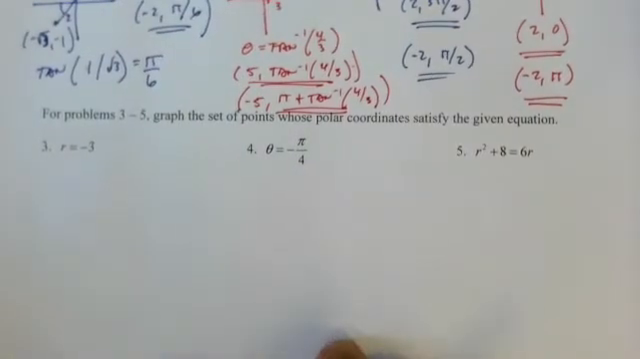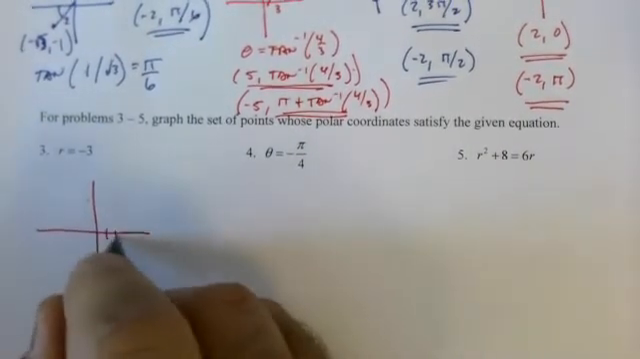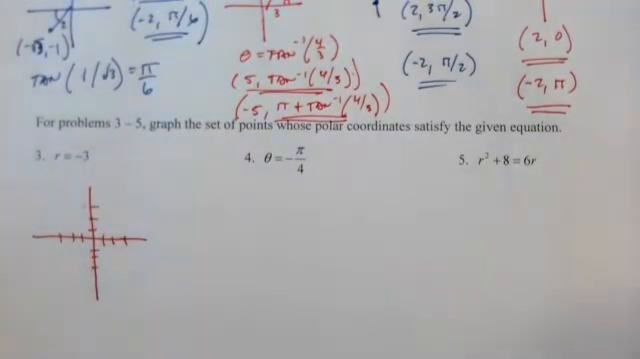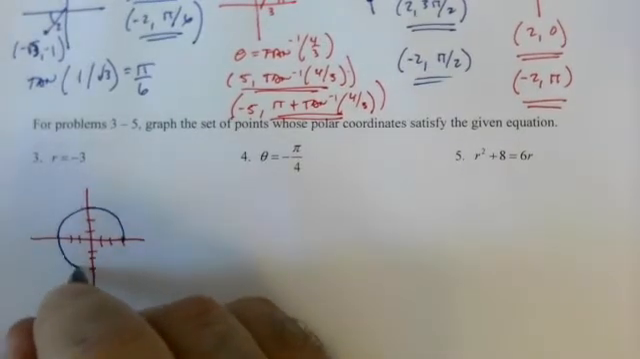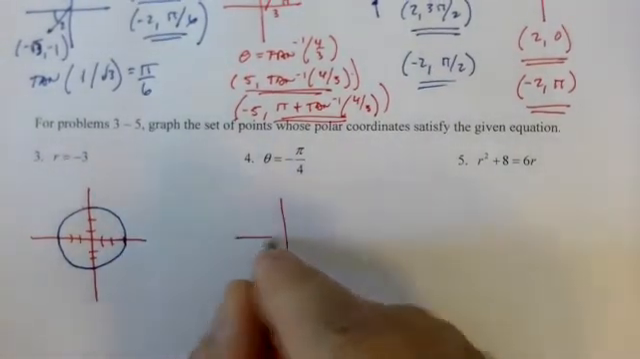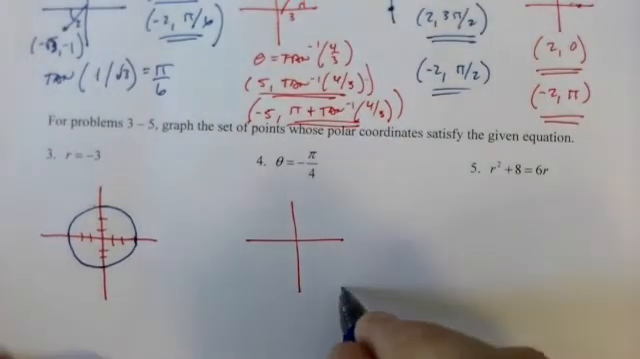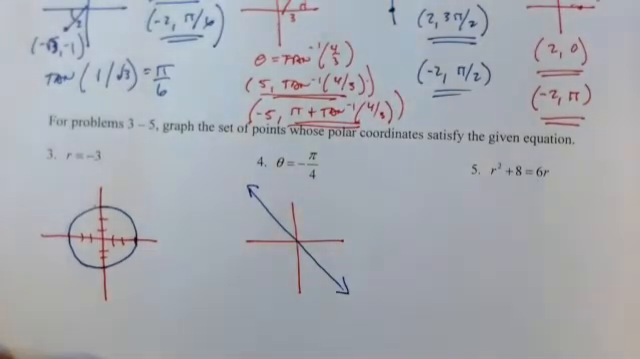Graph set of points. -3 is the same as 3. It's just a circle. Theta equals -pi/4. That'll be down here. And that is any and all radius, so it goes on forever in each direction.